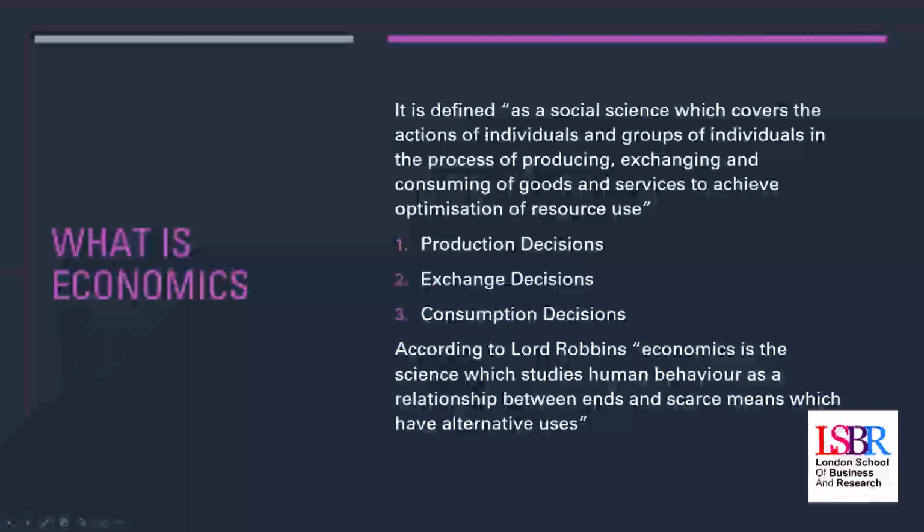So what is economics, firstly? Essentially, it's a social science which looks at the actions of individuals and groups of individuals in the process of producing, exchanging, and consuming goods and services in order to achieve optimization of resource use. So again, a fairly loaded definition, but essentially it looks at how we as rational human beings, but also as individuals that work for enterprises, also as groups of people, how we produce, exchange, and consume goods and services in order to optimize, so in order to ensure that we're achieving the maximum utility from particular resources.